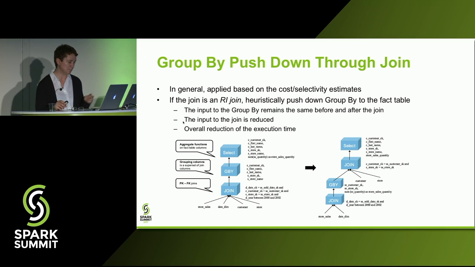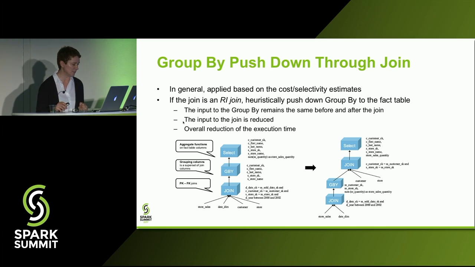Here we show our transformation using a simple query. The query computes the quantity sold, group by customer and store. The aggregate functions are applied on the fact table column. The grouping columns are a superset of the join columns. The tables are joined using PK-FK, primary key, foreign key type of predicates. In this particular case, there are no filtering predicates applied to the customer and store, and therefore, this is an indication that the number of rows after the join will not change.